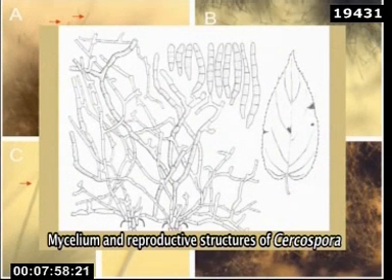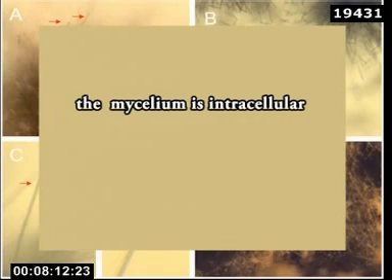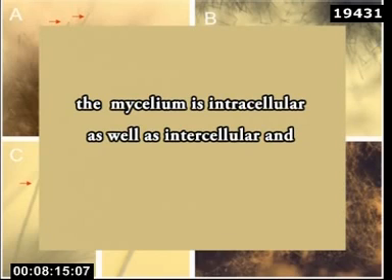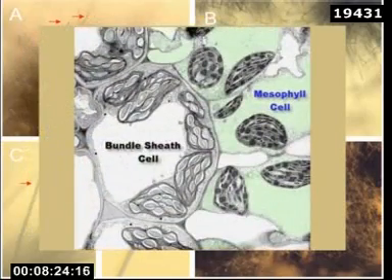When the fungus infects the host, the hyphae are cylindrical and branched. When they grow intercellularly, they form lobed haustoria. In case of Cercospora arachidicola, the mycelium is intracellular as well as intercellular and lacks haustoria. In case of Cercospora personata, mycelium is totally internal and intercellular, which sends branched haustoria into palisade and mesophyll cells.